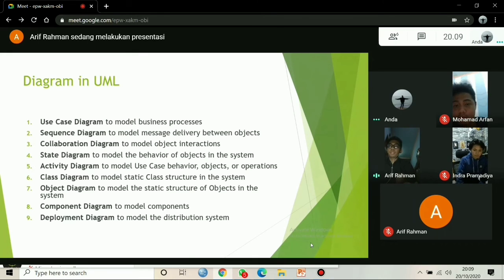Class diagram to model static class structure in the system. Object diagram to model the static structure of objects in the system. Component diagram to model components. Deployment diagram to model the distribution of the system.